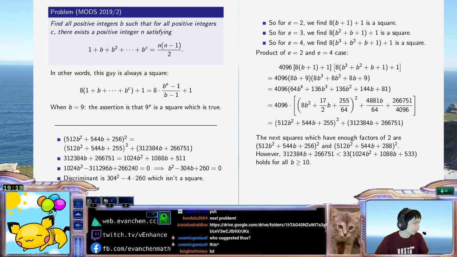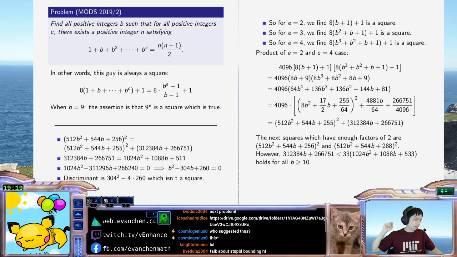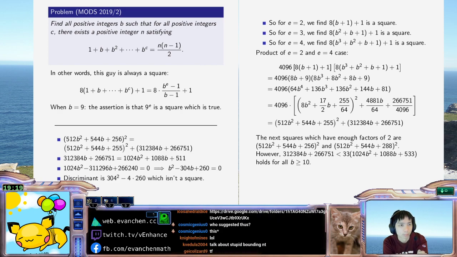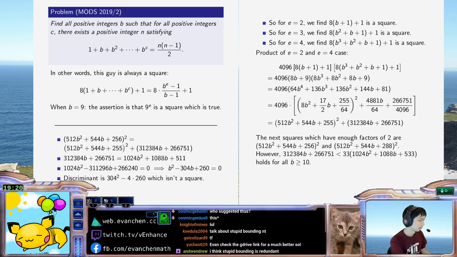Who suggested this? I'm sure there's a reasonable solution that isn't this. I didn't optimize at all, which was probably a mistake, honestly. Like, in the EGMO problem, for example, you could optimize it as well if you just didn't hit the square so carefully. Check the Google Drive for a better solution. What am I looking at?